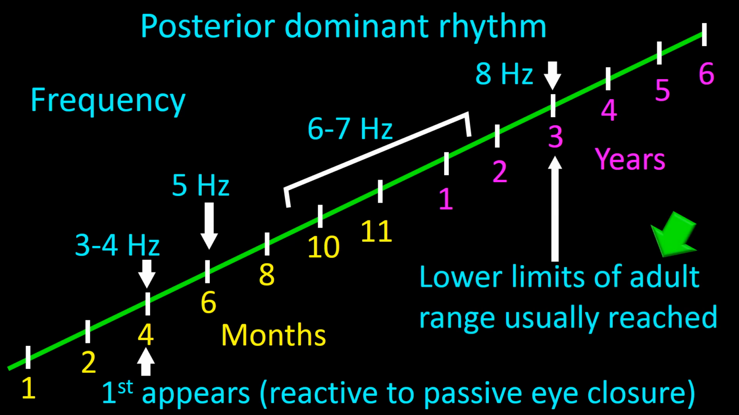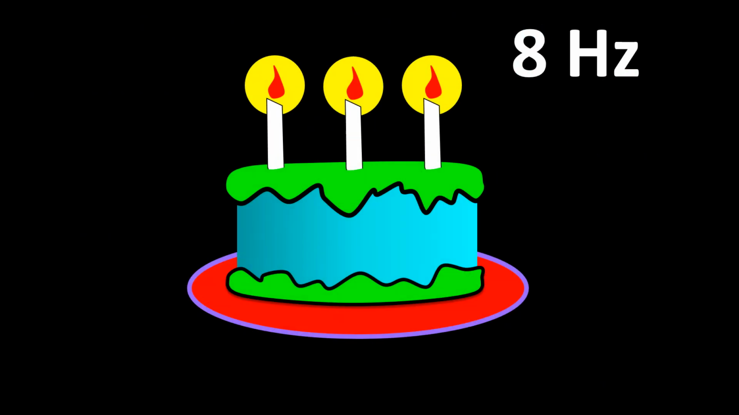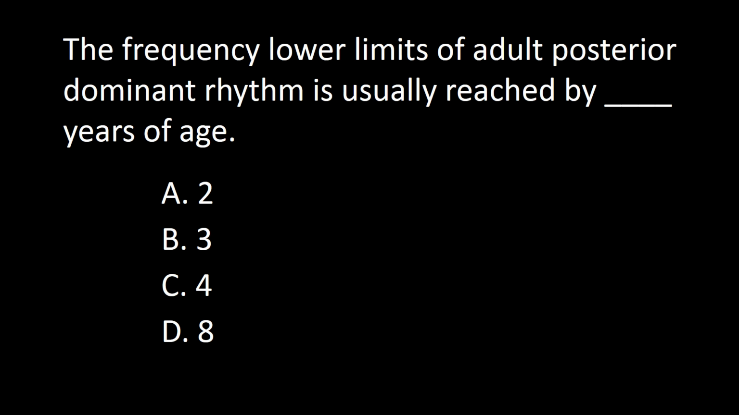This is the lower adult limit. So remember, most but not all children reach 8 Hz posterior dominant rhythm by about 3 years of age. Now, it must also be stressed that not reaching it does not imply an abnormality, since still a significant number of normal children do not reach that posterior dominant rhythm frequency. So the answer to this question is B.